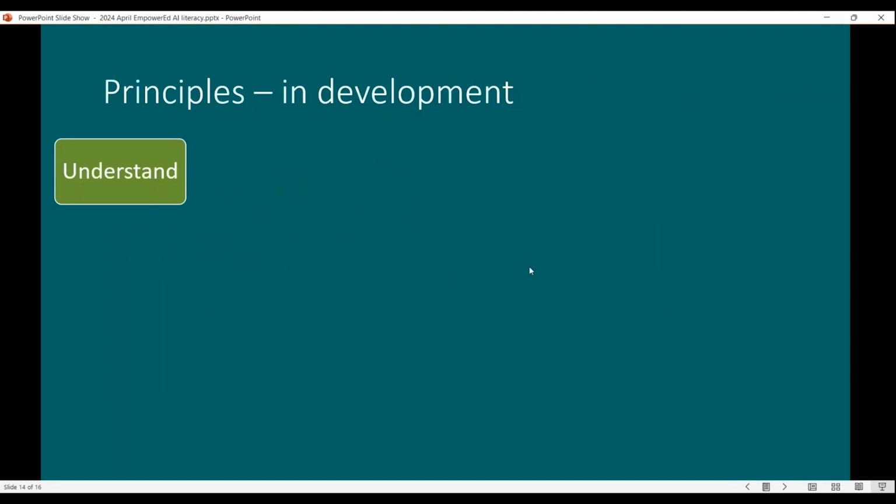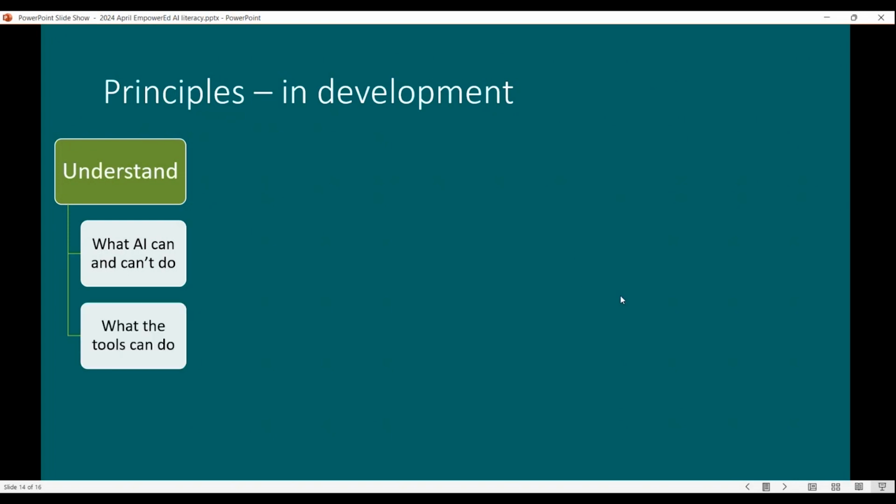The first one is understand. So what do we want to understand? What AI can do, what it can't do, how it works, the basic ideas of that. Because there are some myths that people might think AI is capable of, but it's really not. What can the specific tools do? And there are literally many thousand tools out there, many thousand. We can't know all of these. So which ones are the ones you're looking at, and what can those tools do?